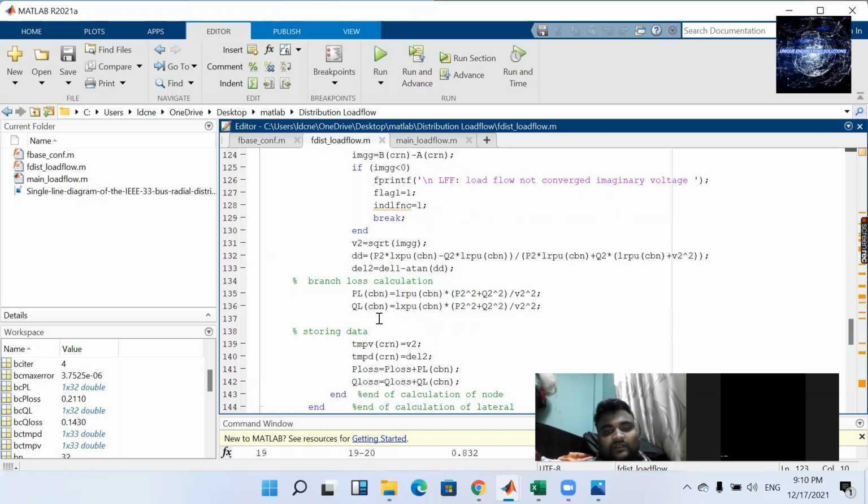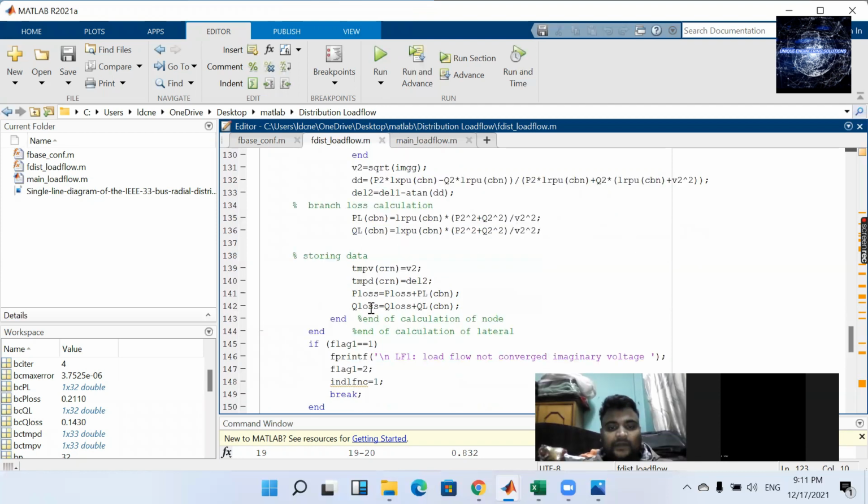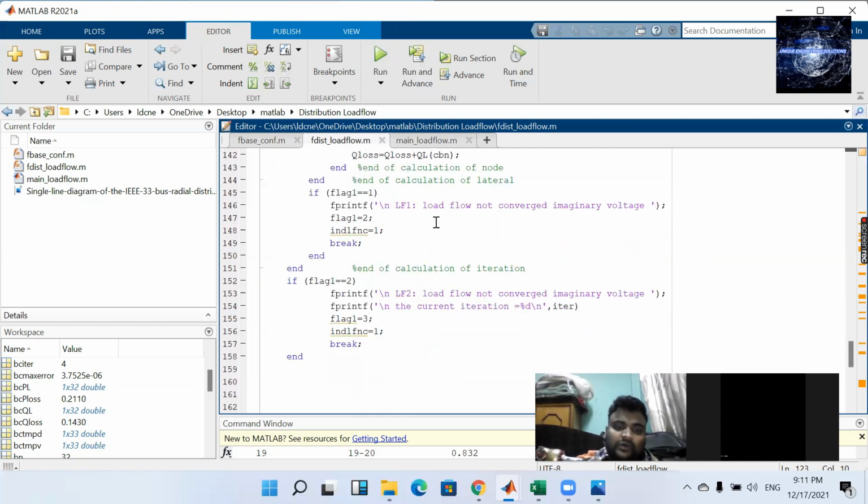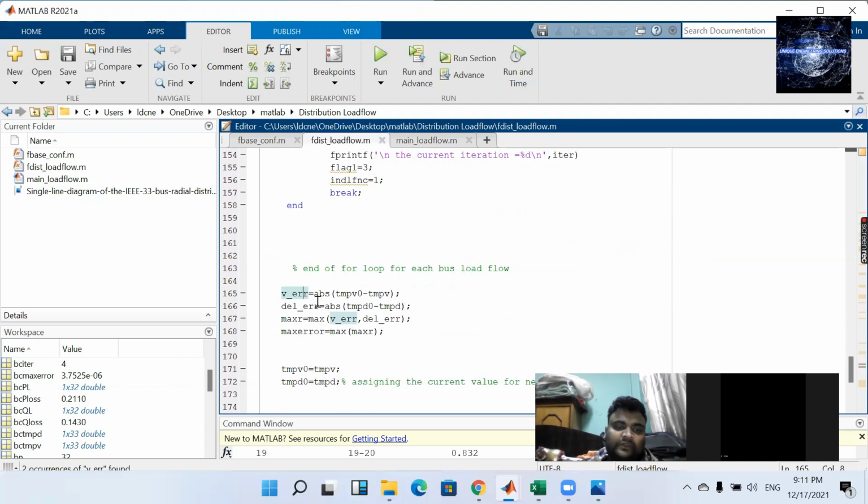And now it's time for calculating losses. So branch loss can be calculated. Active power loss will be simple, S square by V square into R, that is I square R. And reactive power loss is I square X. After that, we have to store that data. Power through all the buses will be the previous power flow plus the losses of the corresponding branch. Then this load flow will go on and on until the error becomes within the permissible limit.